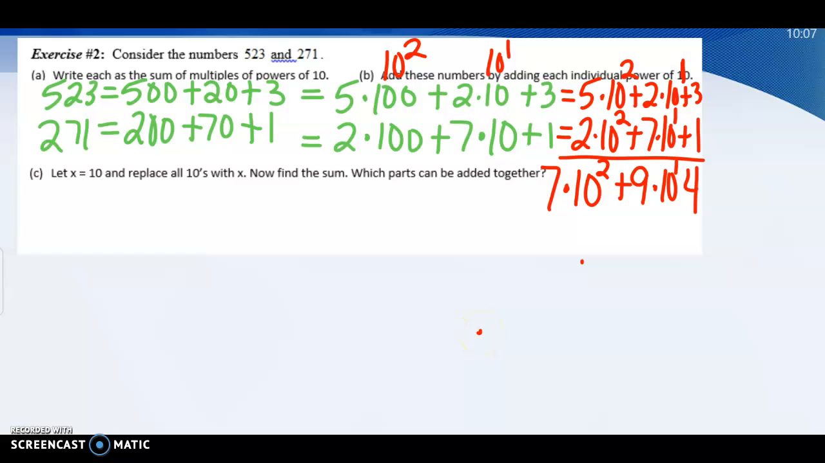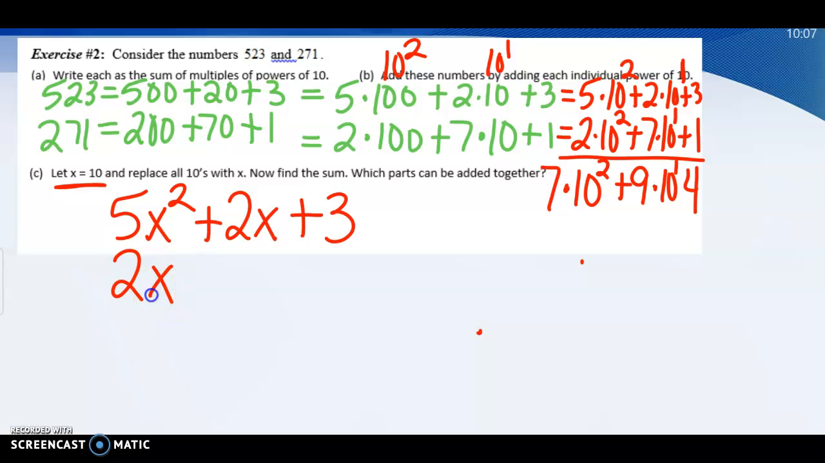Where in the world are you going with this, Petrie? This doesn't make any sense to me. Well, I'm about to wrap it all up here. Let's let x be 10. Okay, so if we think of this as 10 for x, let's replace the tens with x's. All right, so 5x to the second, I'm replacing this with an x, plus 2x plus 3. That one doesn't get an x because I didn't have a 10. And then the other one was 2x to the second plus 7x plus 1.